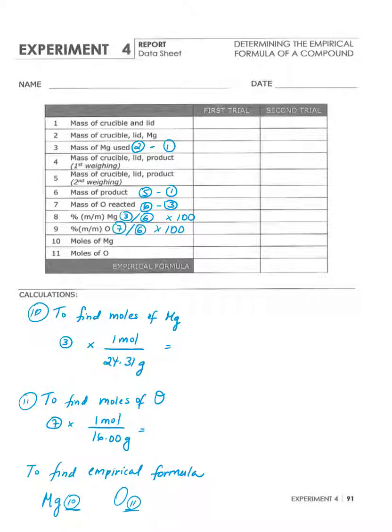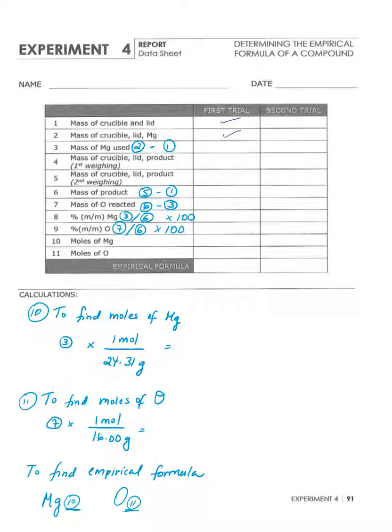So for your calculations, you have the mass of your crucible with the lid, and the piece of magnesium. So to find the mass of the magnesium, you have to subtract the number that you have in number 2 minus what you have in number 1. So that's the mass of your crucible with the lid and the magnesium minus the mass of the crucible with the lid. And that will give you how much magnesium you're using.